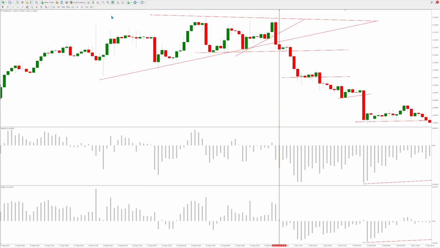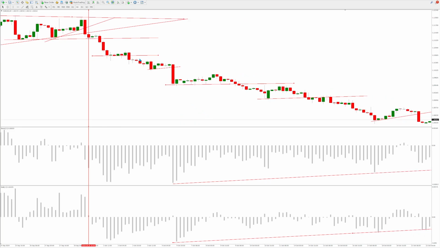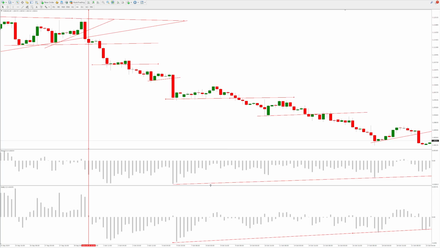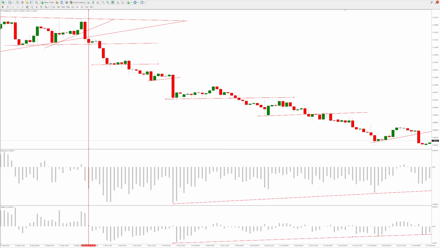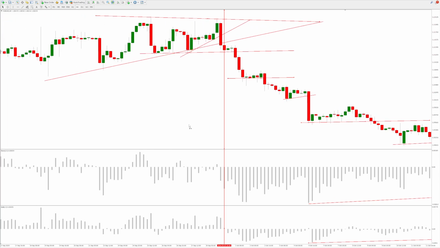Okay, so in terms of entry, let me just make more space there. I've just pinpointed some entries based on support and resistance, which I think would have been a good way to have traded this particular downtrend. That being said, we can confirm our trades with the bears indicator. So we're looking for it to be, as I said, below zero and declining.